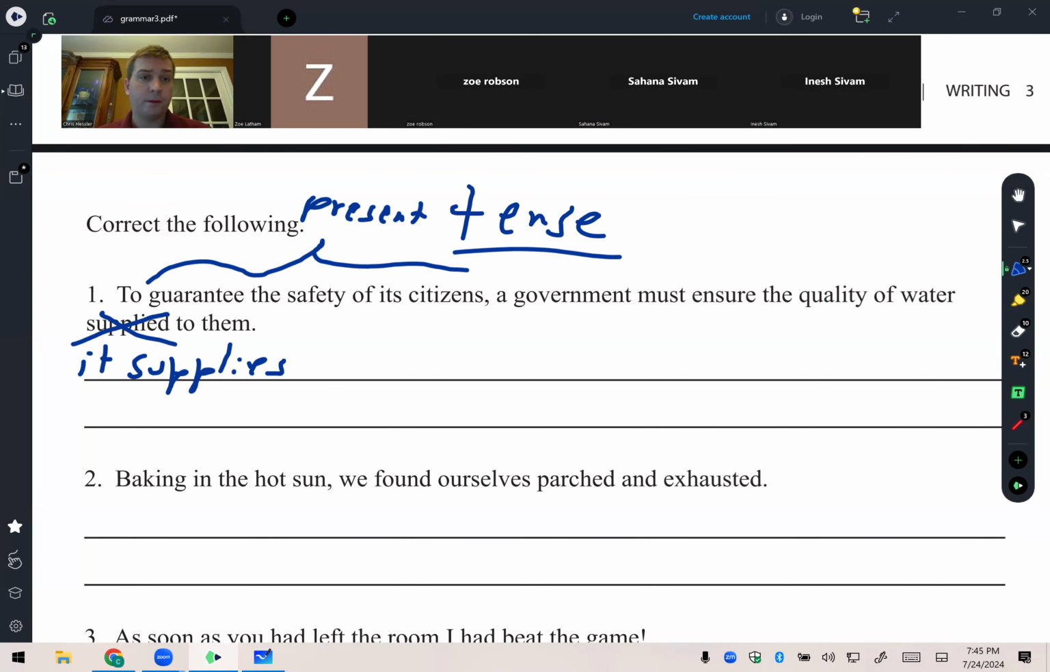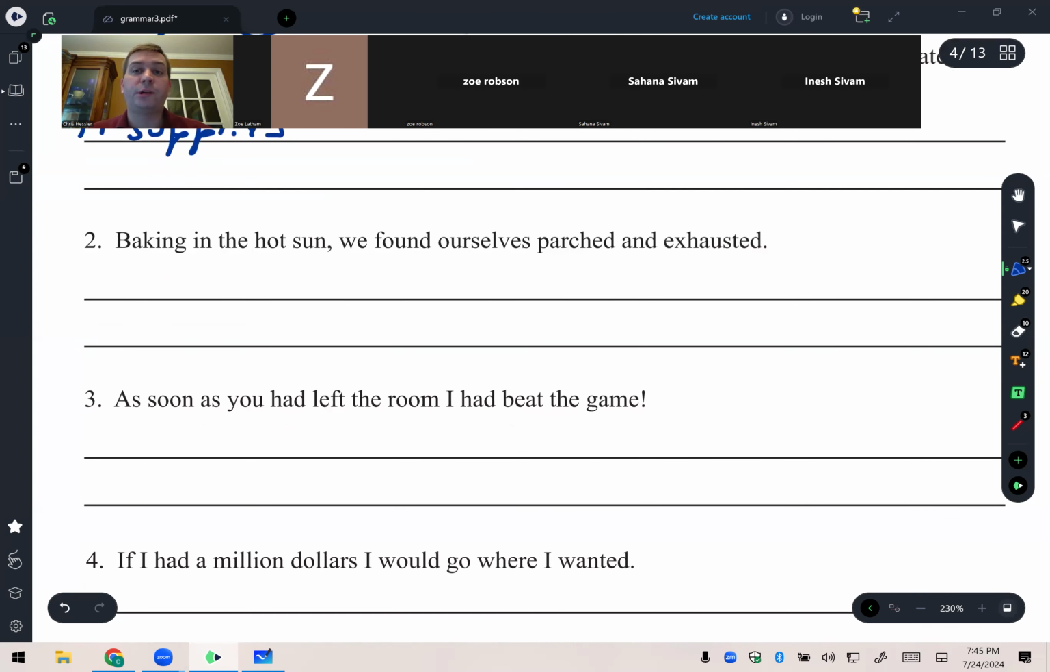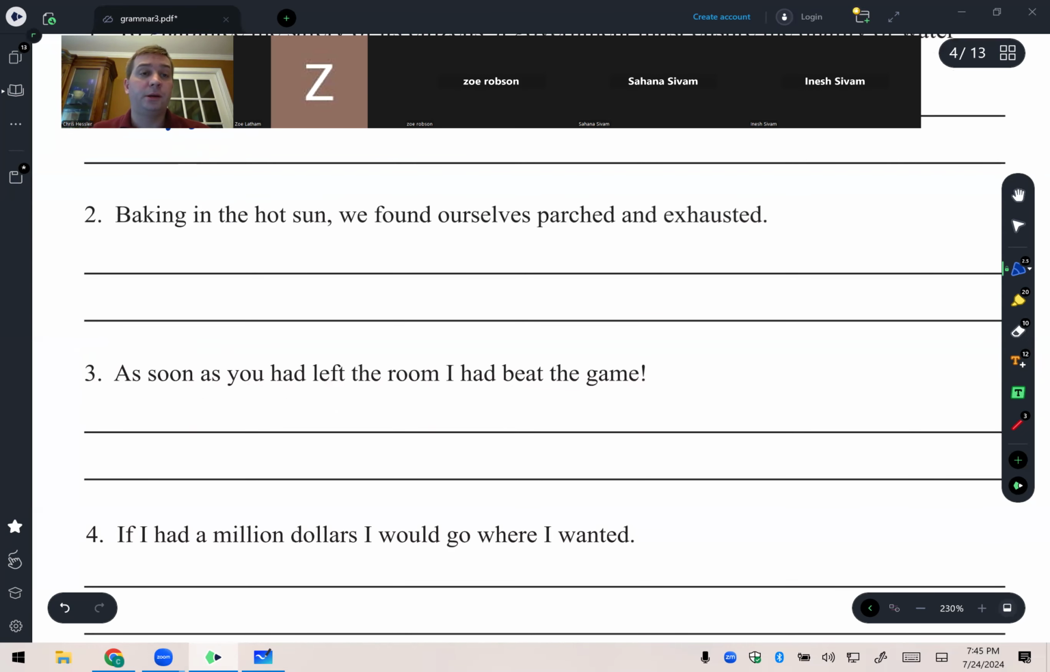Next one. Baking in the hot sun, we found ourselves parched and exhausted. So there are two ways we could fix this. We could put the entire sentence into the present tense, or we could put the whole thing into the past tense. We just can't have both. So however you want to try this one. Does anyone want to take a shot at this one? Number 2. It doesn't really matter. We could fix it either way.